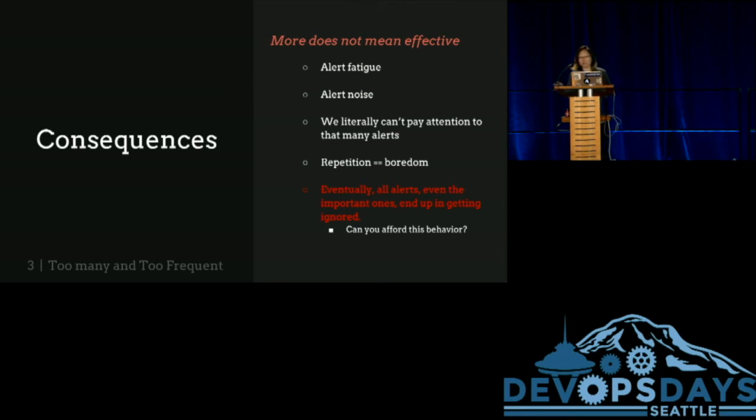And obviously alert noise. As human beings, we literally can't pay attention to that many alerts at a single given point in time. Maybe a tool can multi-thread like crazy and look at every single alert. Yeah, sure, we're not that, right? And one other thing that I think is important is repetition is super boring, right? If you see the same alert over and over again, most likely you're not gonna even care about the alert or service anymore because it's so boring. We want new events to learn from. We want new events to take action on, maybe build new automation around. But seeing the same alert over and over, you're just drowning in boredom, right? And eventually all alerts, even the really important ones that you should have cared about, just end up getting ignored. And you really can't afford this behavior.